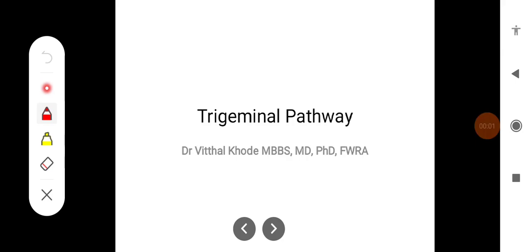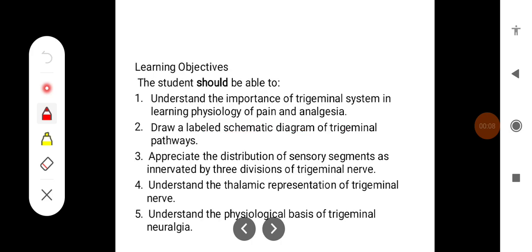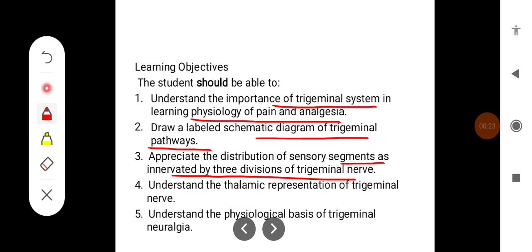Hello everyone, in this class we will try to learn about trigeminal pathway. The learning objectives would be to understand the importance of trigeminal system in learning physiology of pain and analgesia, draw labeled schematic diagram of trigeminal pathways, appreciate the distribution of sensory segments as innervated by three divisions of trigeminal nerve, understand the thalamic representation of trigeminal nerve, understand the physiological basis of trigeminal neuralgia.